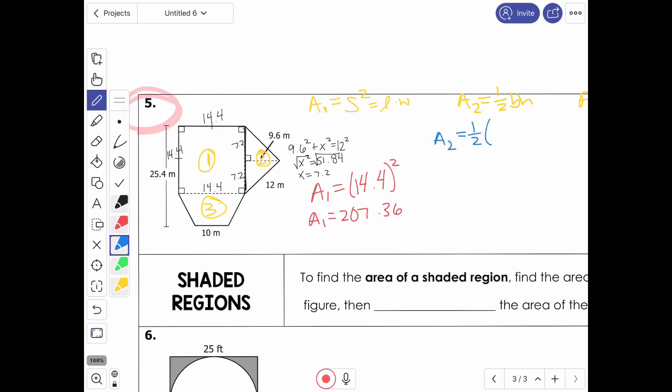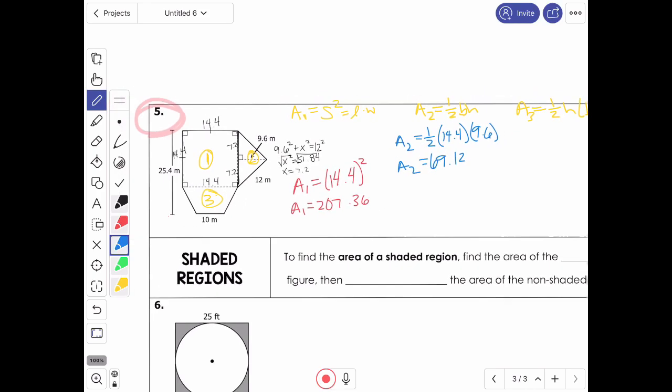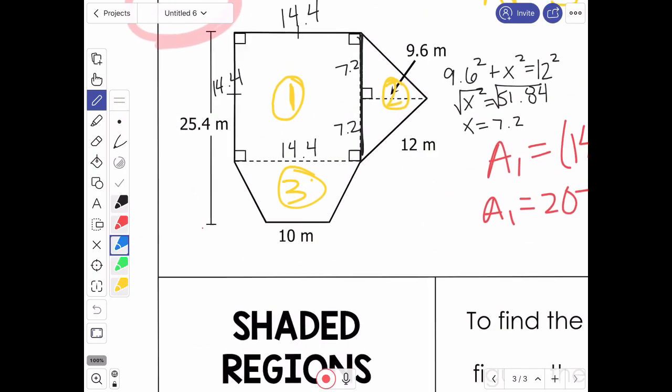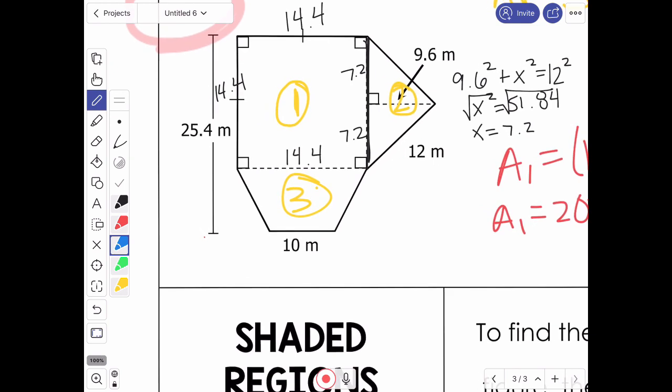My base, I'm going to use that 14.4 again. And then my height is that 9.6. Okay, so area 2 has to be 69.12. Okay, last one is part 3.